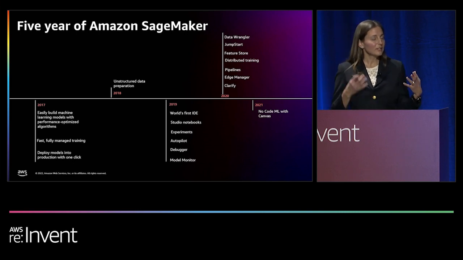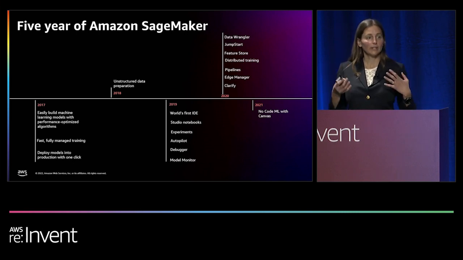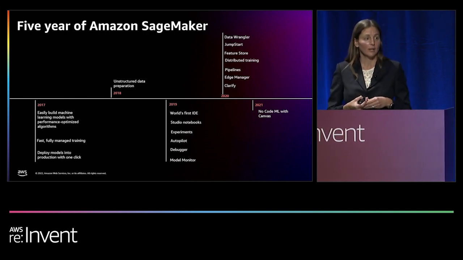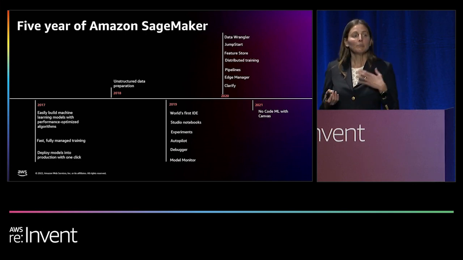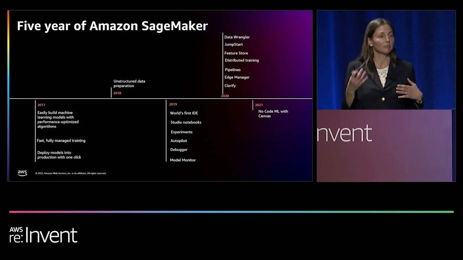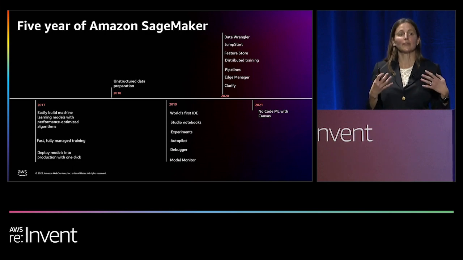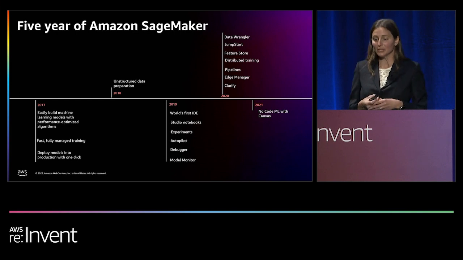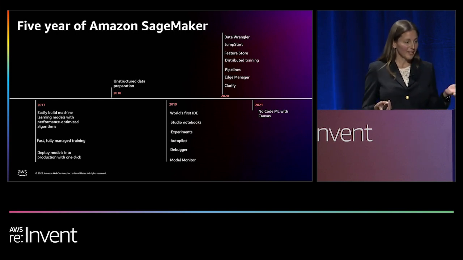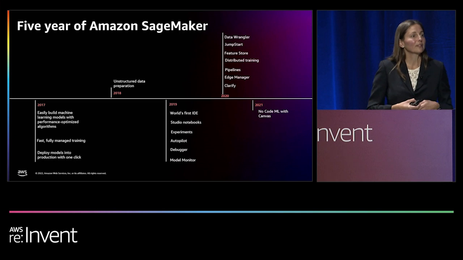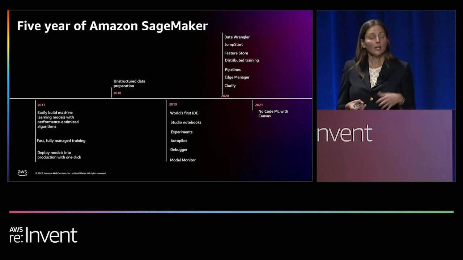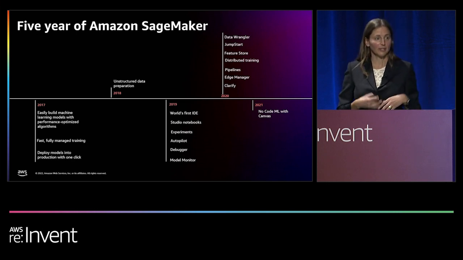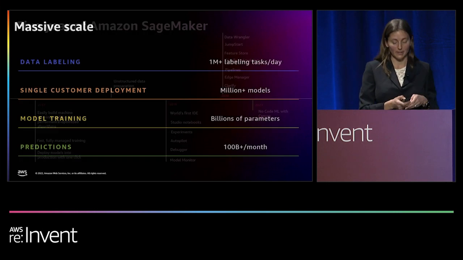But between 2019 and 2020, we built 25 new capabilities focused on purpose-built capabilities for machine learning. So the world's first IDE, pipelines, model monitoring, debugging. And the goal here really was to bring the same kind of purpose-built tools that we have in the software development space into machine learning. So it's been quite a journey. And then last year, we launched our no-code solution called Canvas. So we're going to talk about all these capabilities in depth, but I just wanted to put the timeline out here to set the stage for how rapidly we've been innovating.